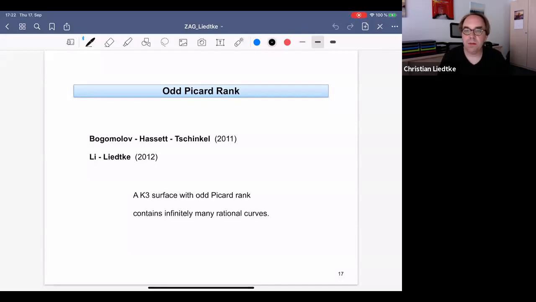And so we now have, until last year, the situation was we had Shi Chen's result, which says it's true in the very general case. We have it's true for many, many special cases, and it's true in the odd rank case. And so the question is, what is missing?